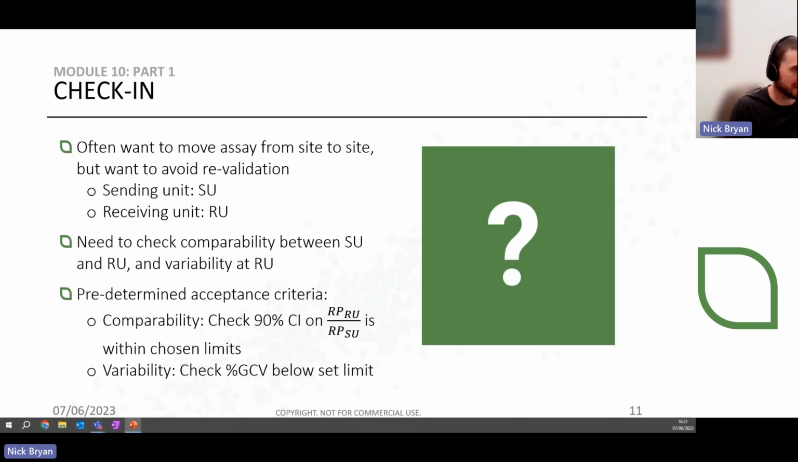So we've discussed the idea of the sending unit and the receiving unit, and that we need to check the comparability, such as the 90% confidence interval on our ratio of relative potency estimates at the receiving site and the sending site. And we'd also talked about the variability at the receiving unit, and we're looking at our measure of percent GCV of our relative potency estimates. We want that to be set below a limit, or we can set the confidence interval of that percent GCV below a certain limit as well.